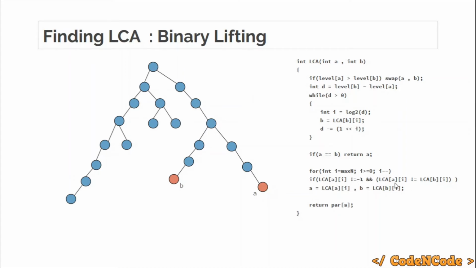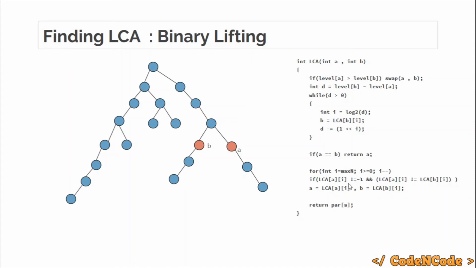And the second condition is that the 2 raised to power 1th parent should not be the same. So we see 2 raised to power 1th parent of B is this, 2 raised to power 1th parent of A is this. So these two are different. So now we can update. A is equal to LC of A of I, that is 2 raised to power 1th parent of A, and B is equal to LC of B of I. Now A and B would become these two. Now since I was 1, now I would become 0.